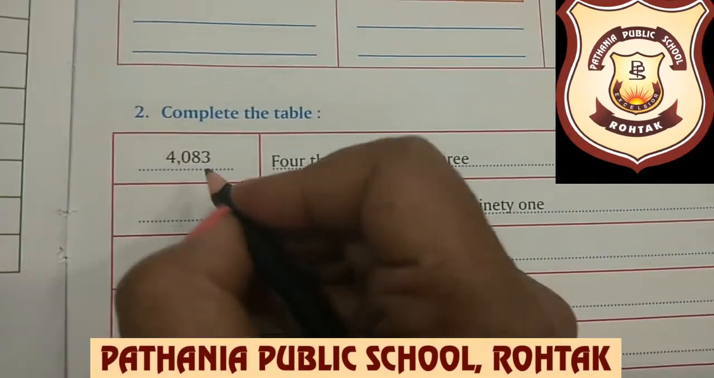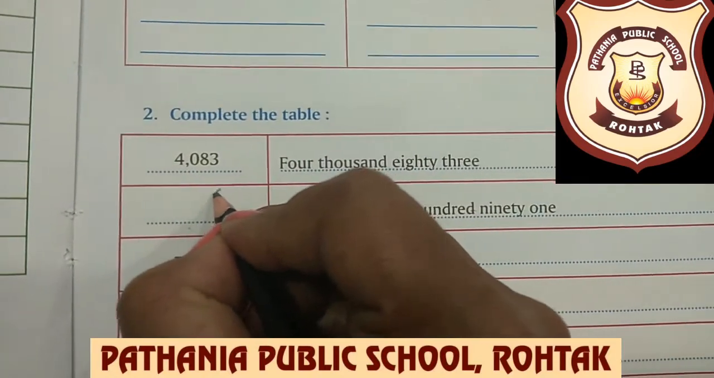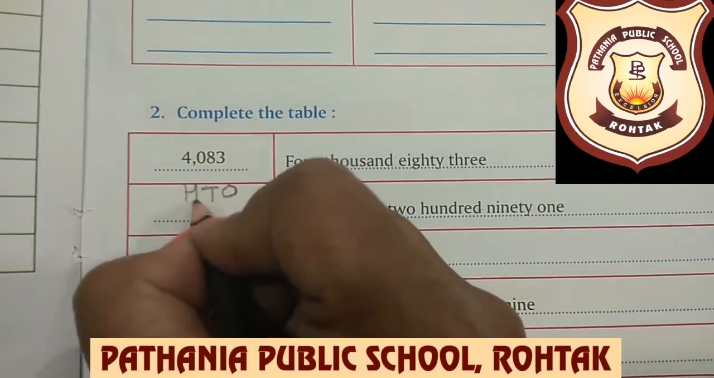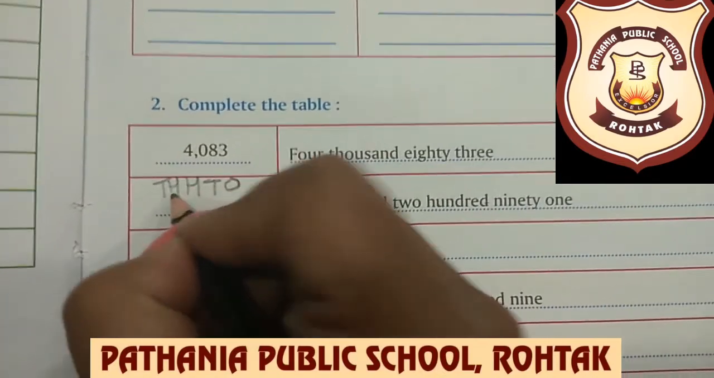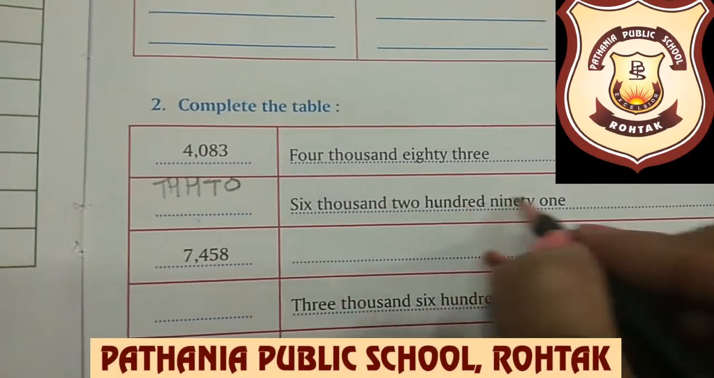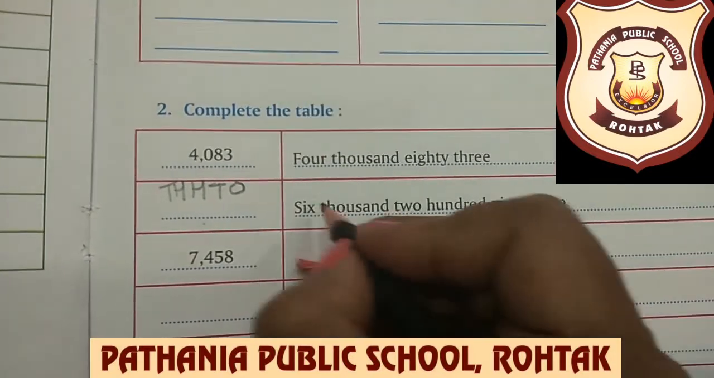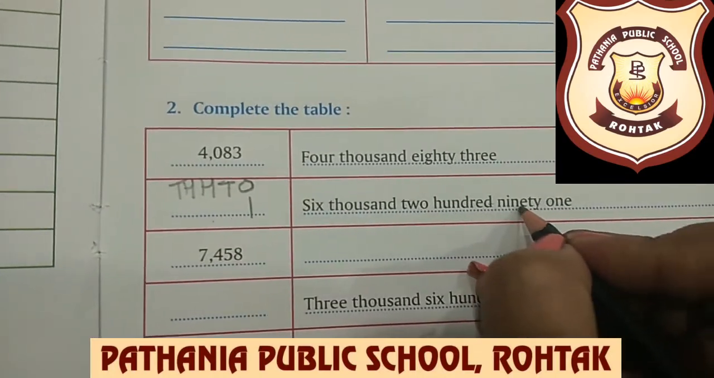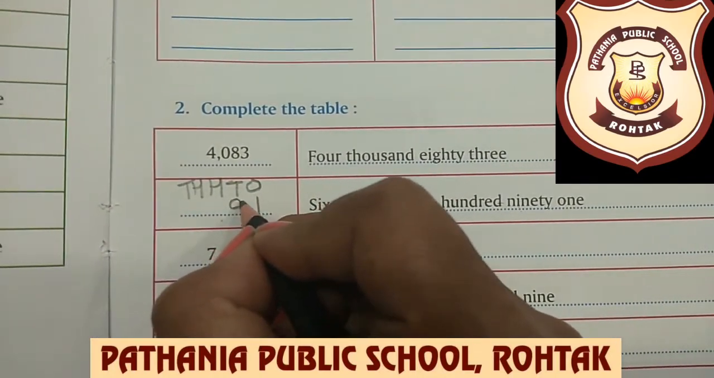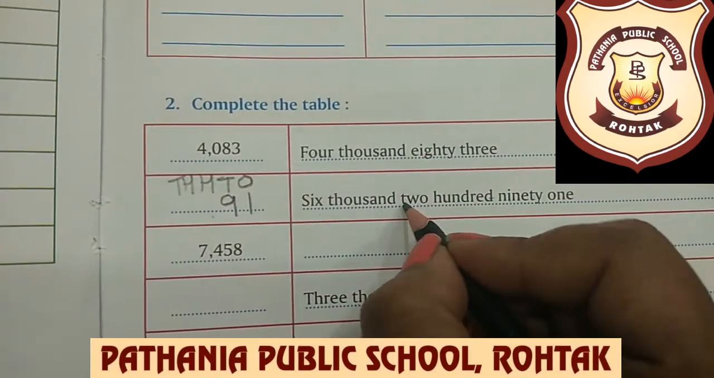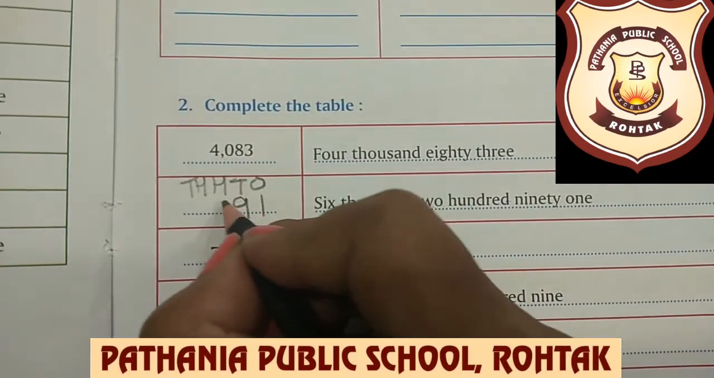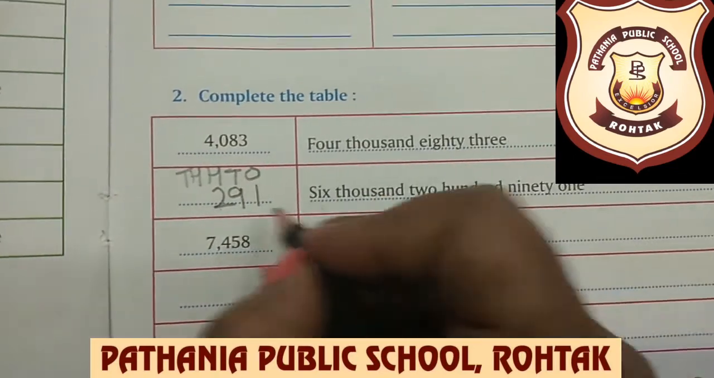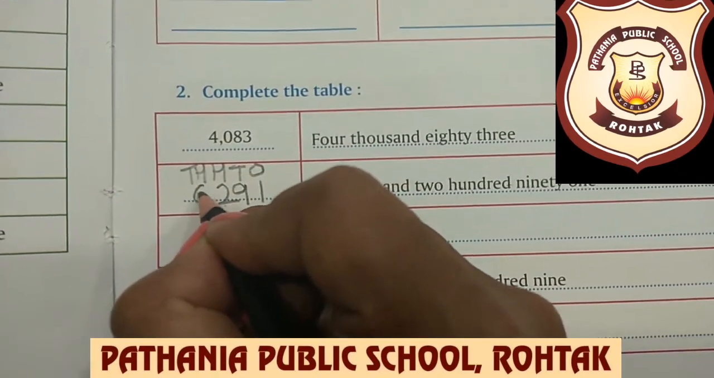Now in the next, the number name is written. You need to identify the number. For writing the number, first we will make the places. Ones, tens, hundred and thousand. So 91, 1 is at ones place, so we will write 1 here. Now 90, that means 9 is at tens place, so we will write 9. Now 200, that means 2 is at hundreds place, so we will write 2. And now 6000, 6 is at thousands place, so we will write 6.